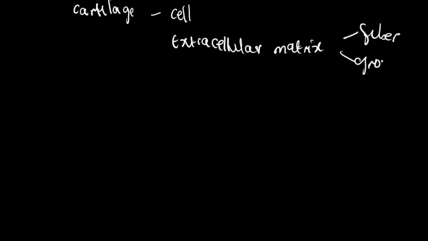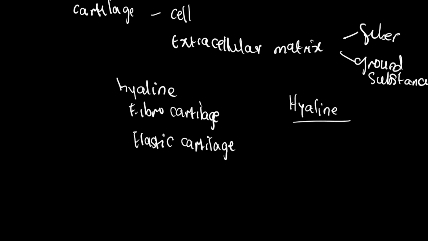Now, for this video, we'll be considering three types of cartilage, which are the hyaline cartilage, the fibrocartilage, and the elastic cartilage. The hyaline cartilage is the most abundant type of cartilage in the human body, and it has a glassy appearance, a frosted glass appearance, and it exists in different parts of the body.